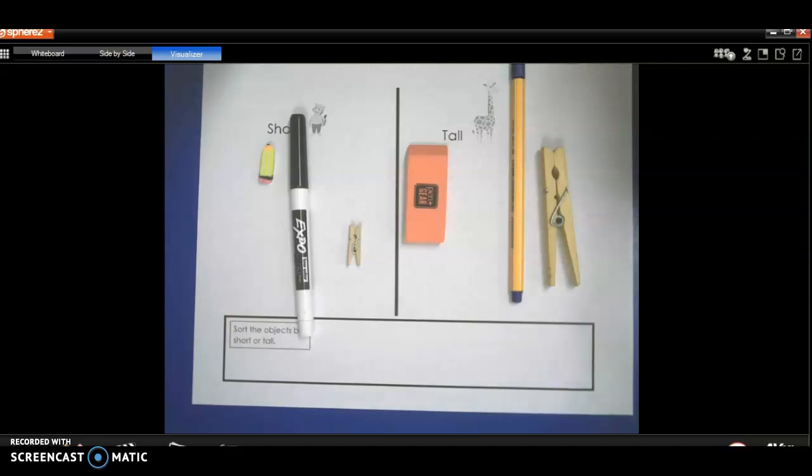Try to do it by yourself. And then when you're done, show it to your mom and ask her, is this correct? And then she'll let you know if everything's correct, or she can also help you if you did something that was not the right way. Okay?